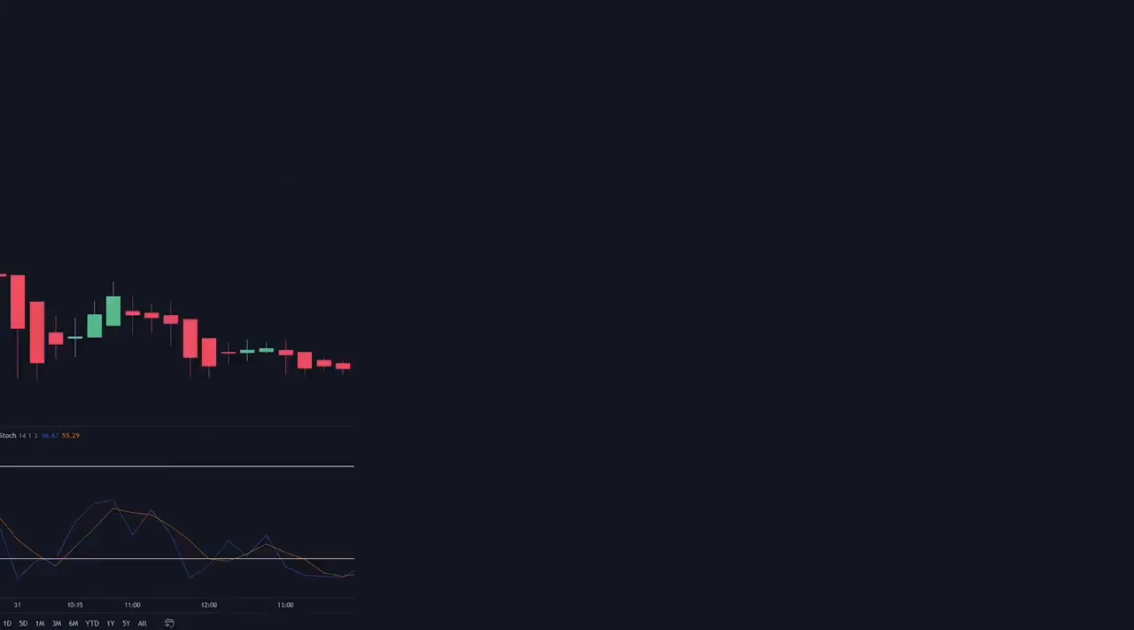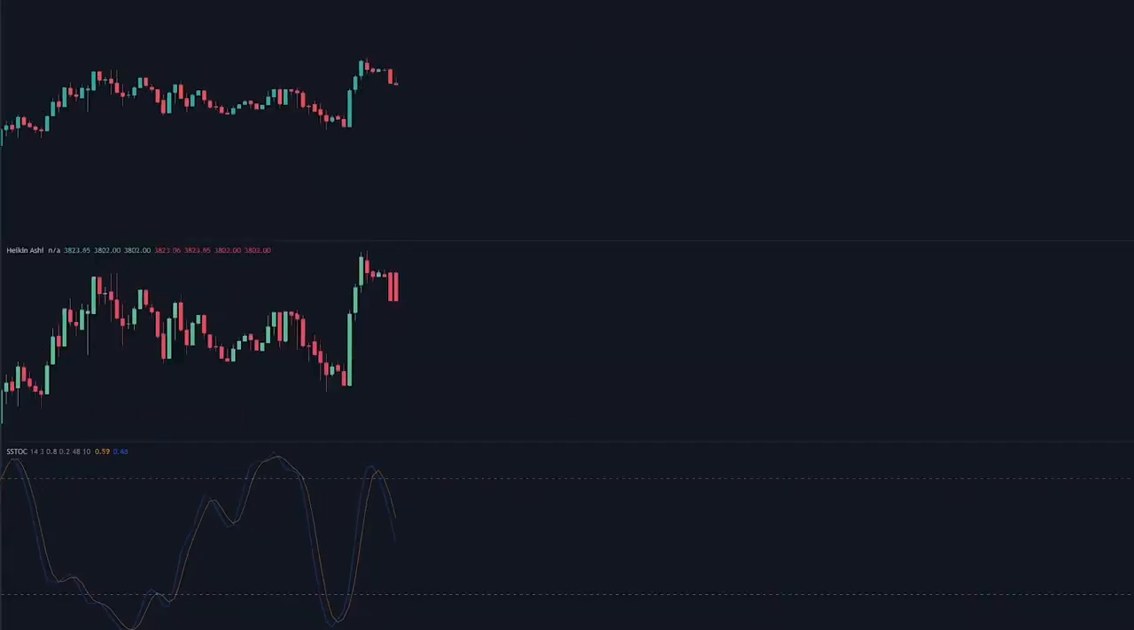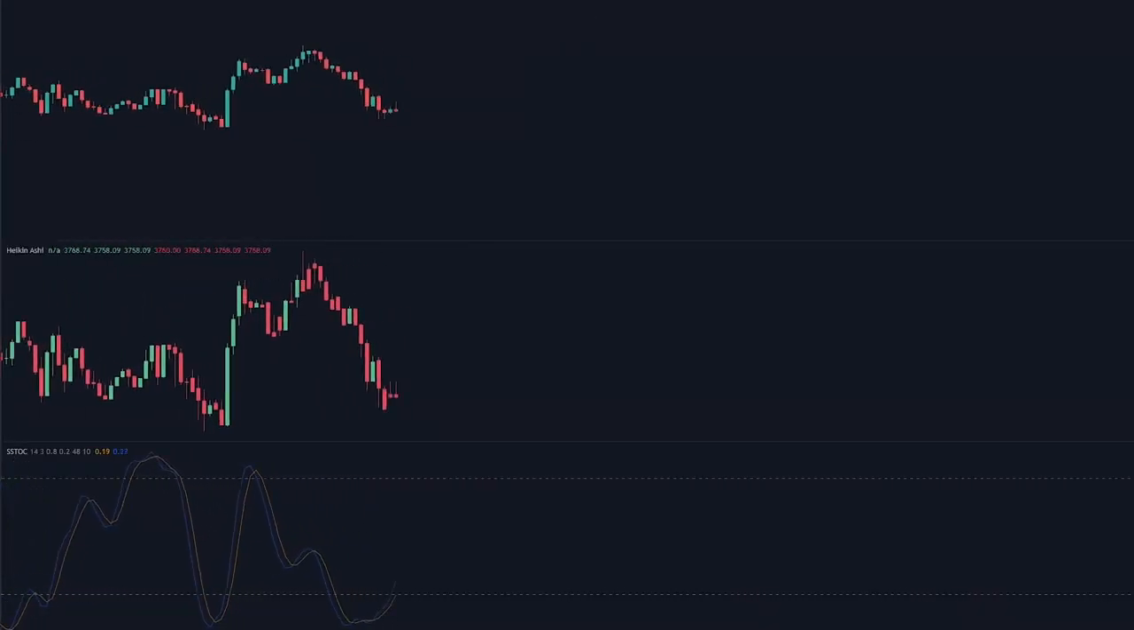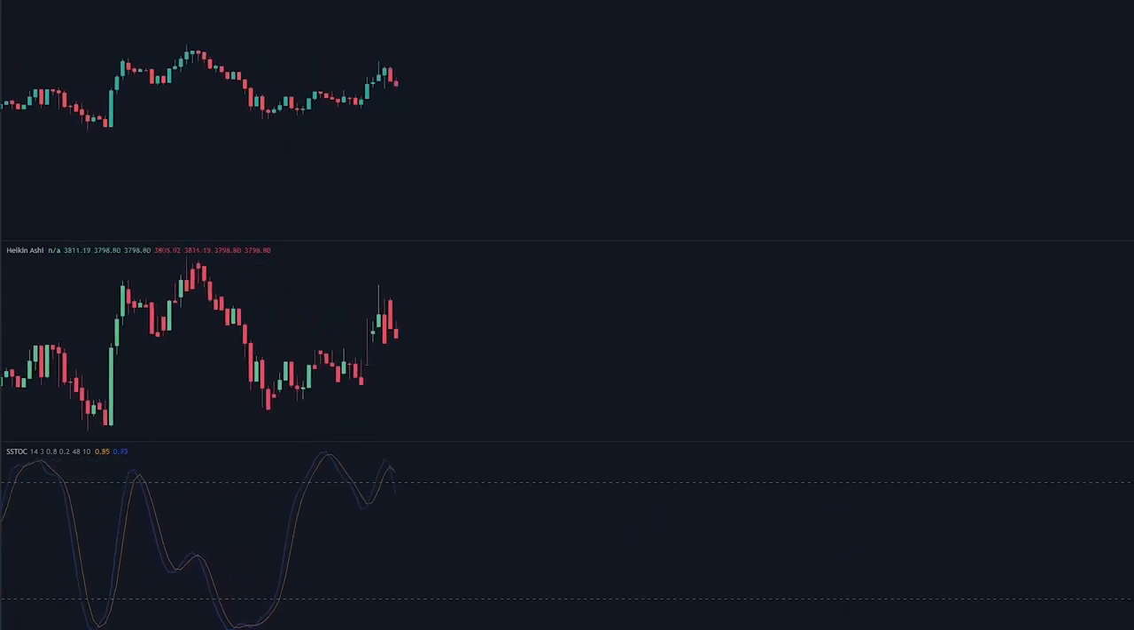Here's one more example. Stochastic lines are crossing below the bottom line. There's a weak downtrend. Wait for the doji candle. Wait for two large green candles with only wicks on top. Enter the trade. Profit. I just showed you a profitable trading strategy using the Heikin-Ashi and Stochastics indicator.